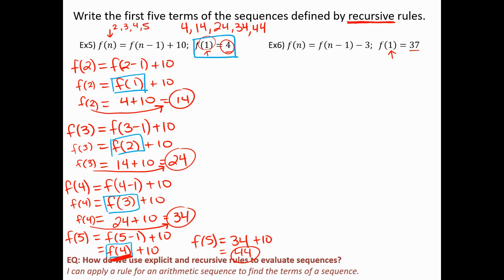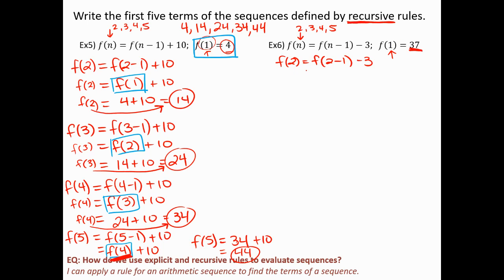All right, so it does take a bit of work, but it is a very consistent pattern. We're going to try it with this next one. So again, we want to find the first 5 terms. Remember, they gave us the first term is 37. And so we are going to plug in the remaining 2, 3, 4, and 5 to find terms 2, 3, 4, and 5. So I'm going to start with 2, and I make all the n's 2's.